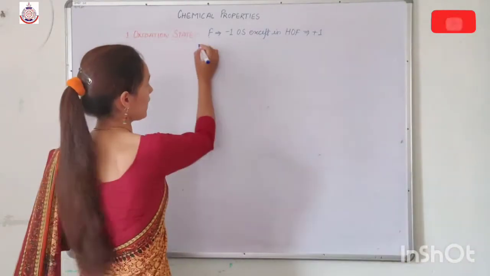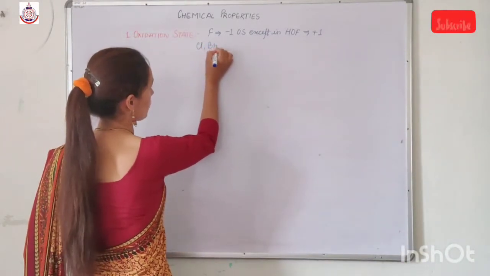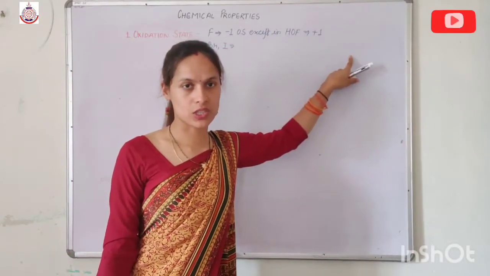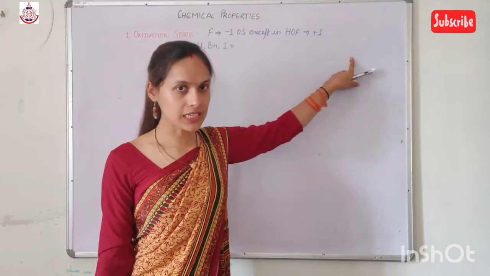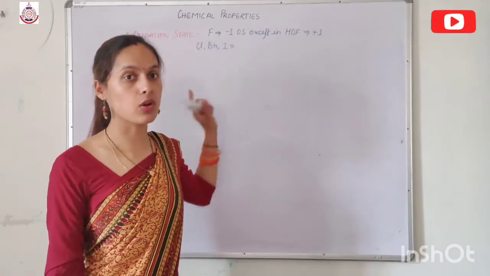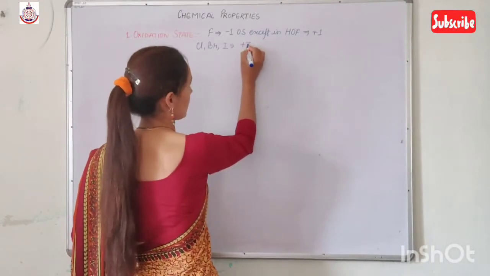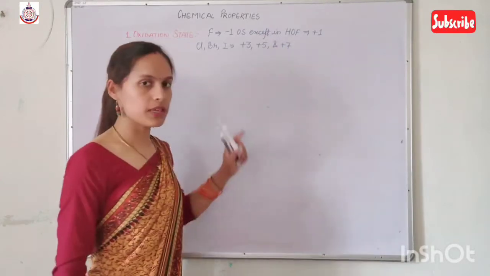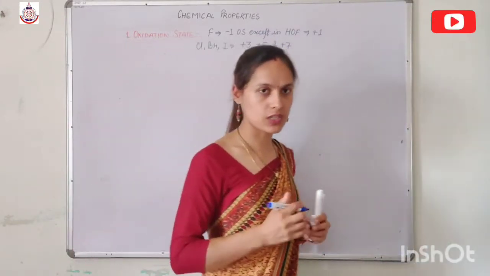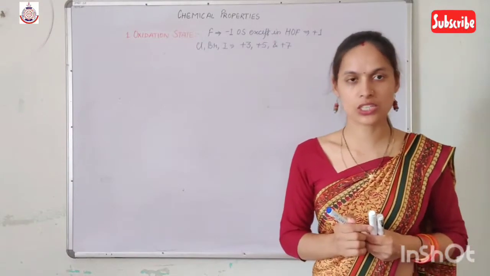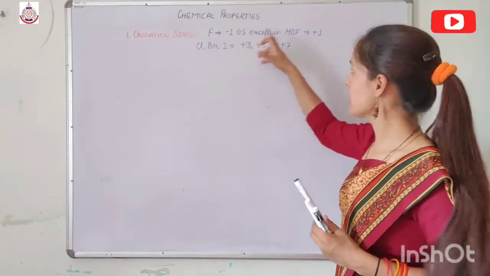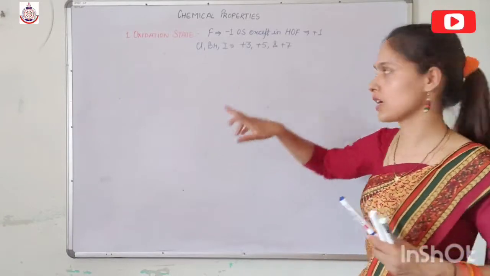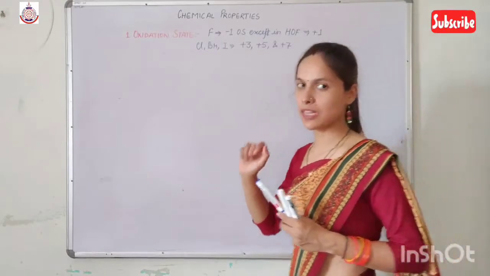But if we talk about the other members of this family, that is chlorine, bromine and iodine, along with the -1 and +1 oxidation states, due to the presence of vacant d orbitals, these elements also show higher oxidation states of +3, +5 and +7. Means these elements show -1 as well as +1 oxidation state, but along with them, they also show higher oxidation states of +3, +5 and +7.